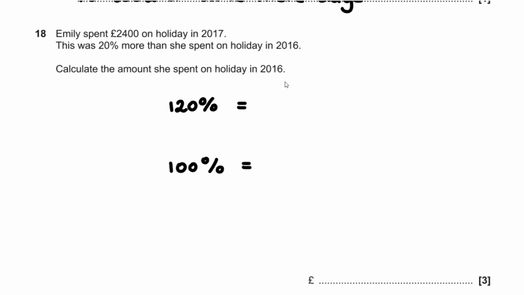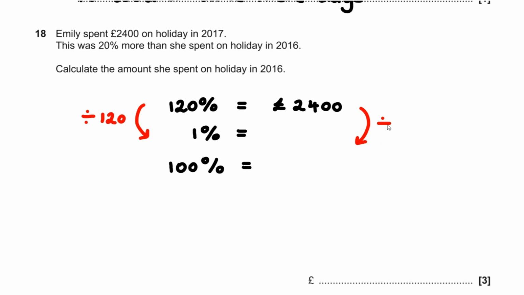And we know in 2017, the amount spent on holiday is 2,400. So, how do we calculate 100%? Well, we can first of all find out what 1% is. To find out what 1% is, I have to divide by 120. So if I divide 2,400 by 120, I get £20.